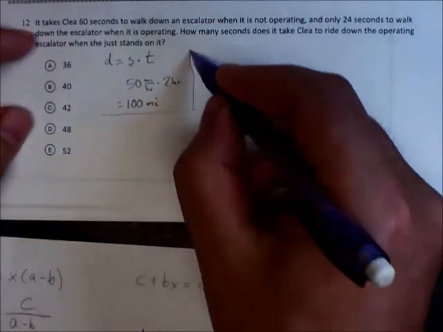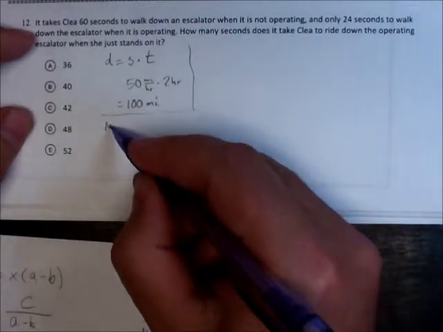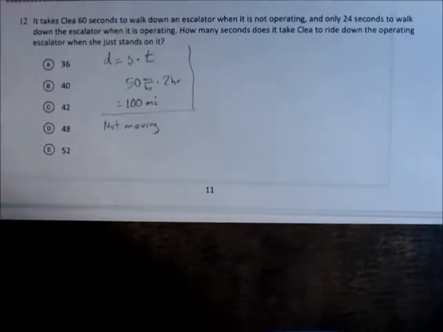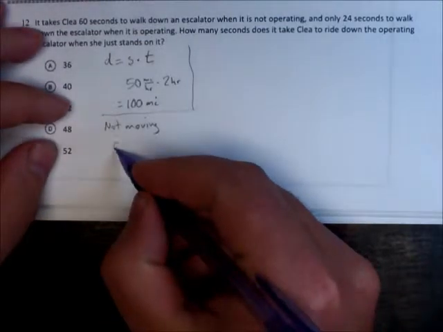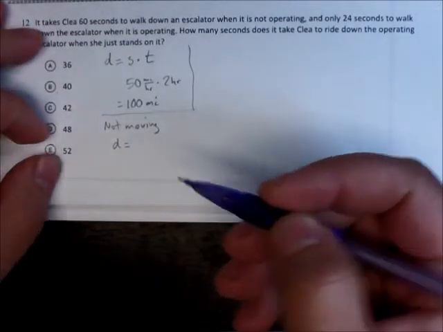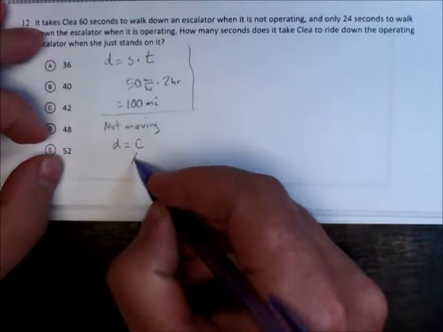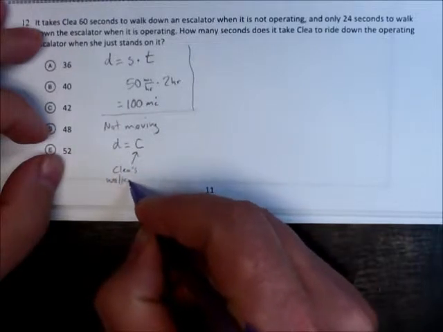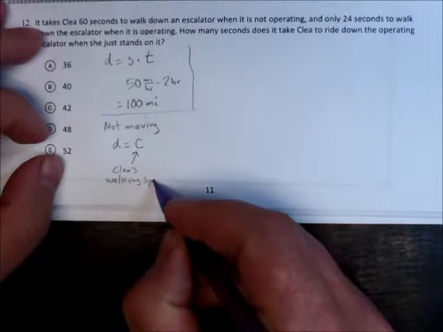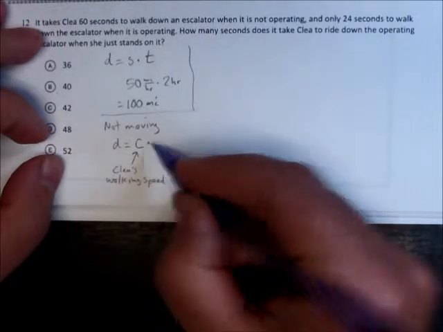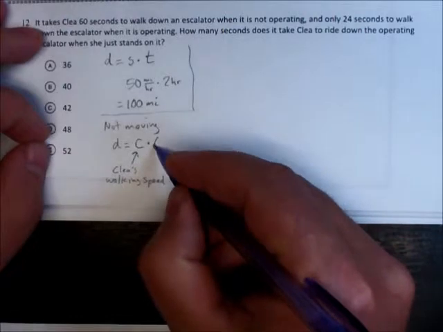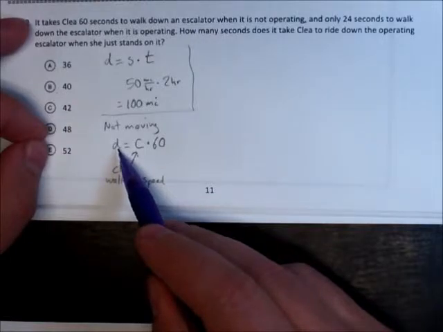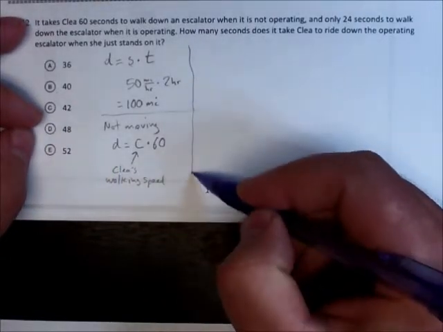So when the escalator is not operating, when it's not moving, we know the distance is equal to c. We're going to call this Clea's walking speed, times the time. Well, they give us the time, it's 60 seconds. The distance we don't know. We don't know the distance of the escalator. So that's for not moving.